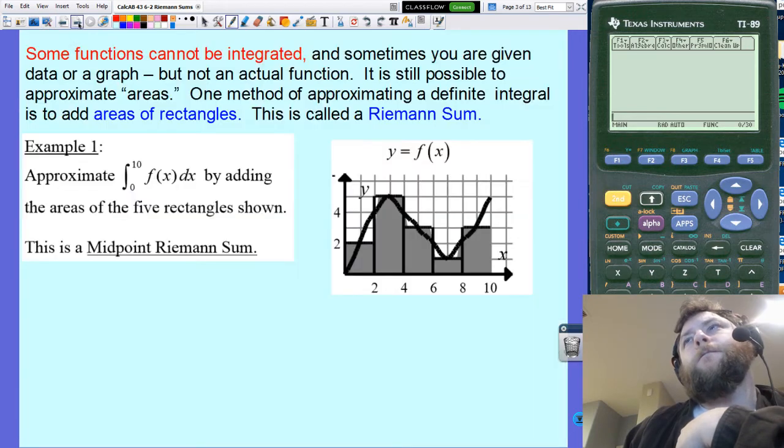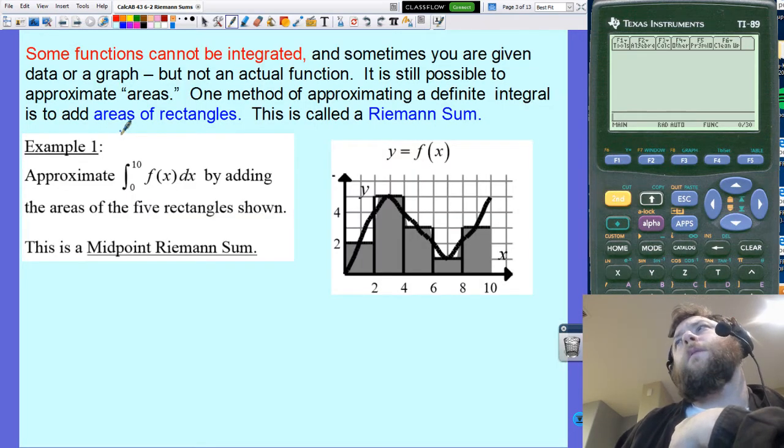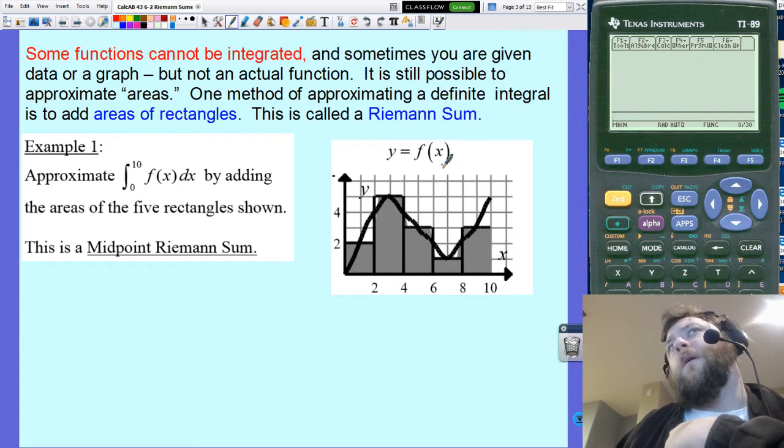Let's begin. So, we've been talking about integration. Some functions can't be integrated. I might give you a function that can't be integrated by one of the formulas that we know, or even the ones we haven't learned. There's no formula for it, so I can't just do the definite integration that we've done before.